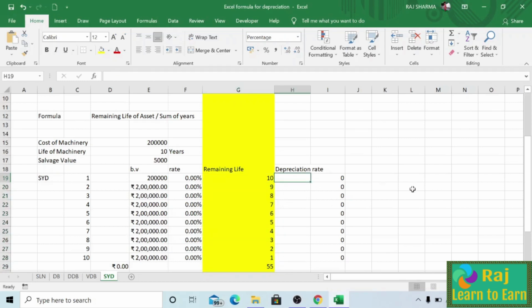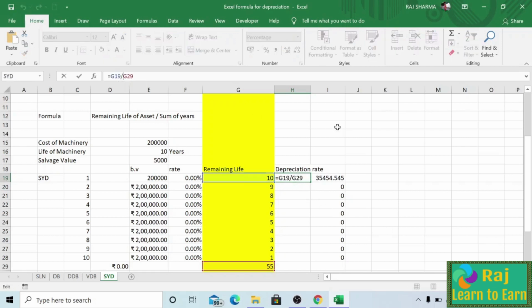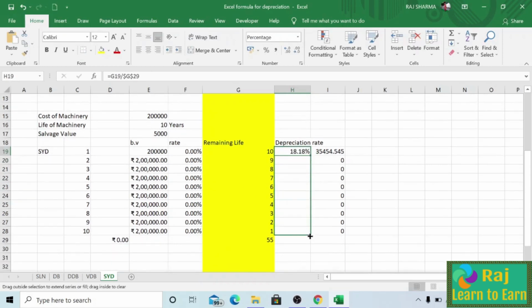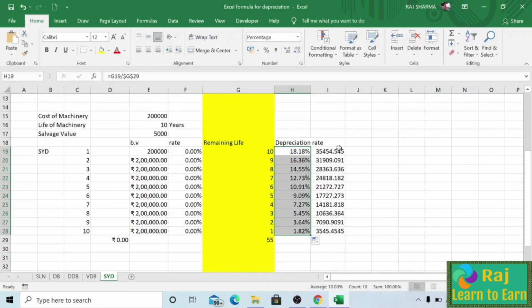Now the depreciation rate will be, as per this formula, remaining life of the asset divided by sum of years. So remaining life of the asset is 10 divided by sum of years, 55. So the first year depreciation rate is going to be 18.18. I'll freeze this last cell, sum of year, sorry. So 18.18, and then I will drag it. Once I drag it, I will get the depreciation percentage for each of the years.